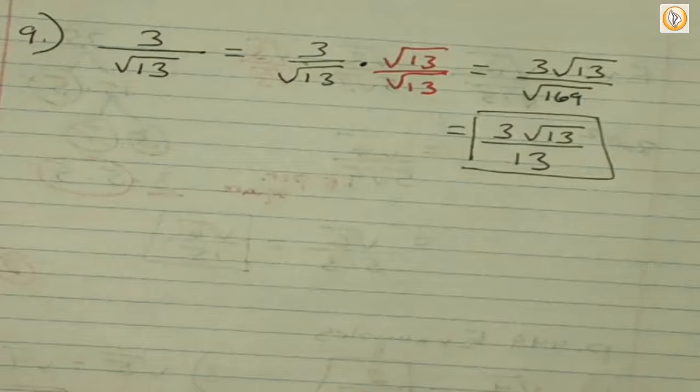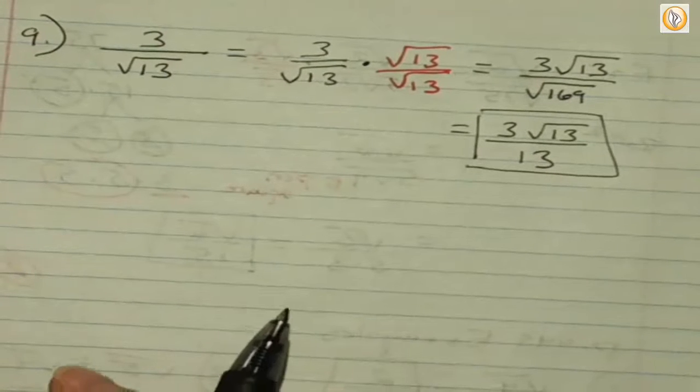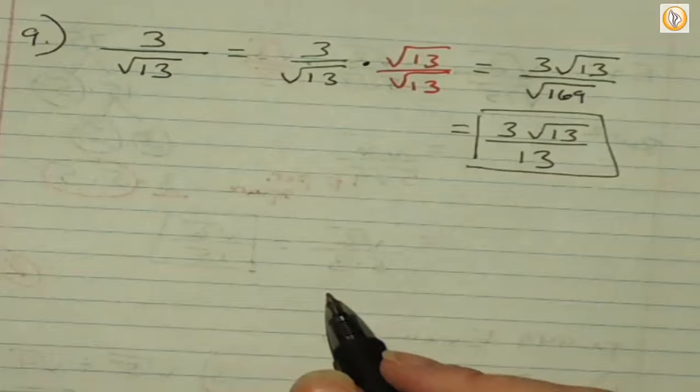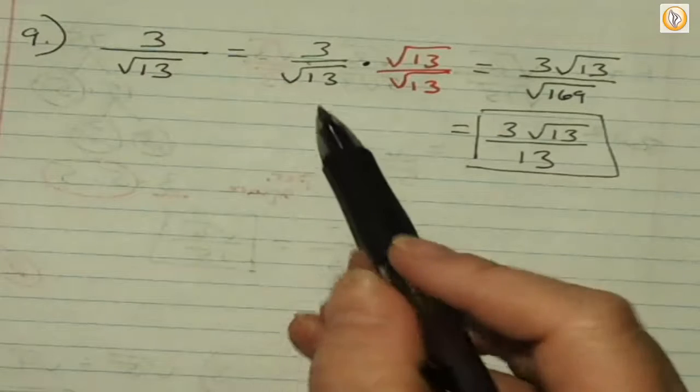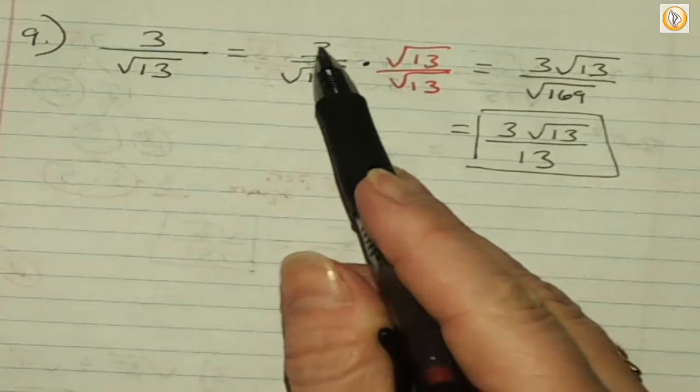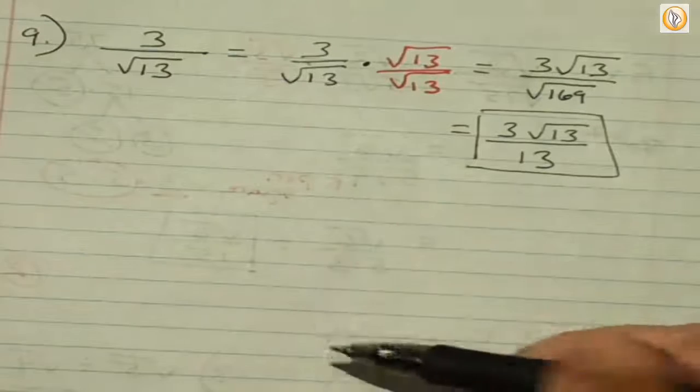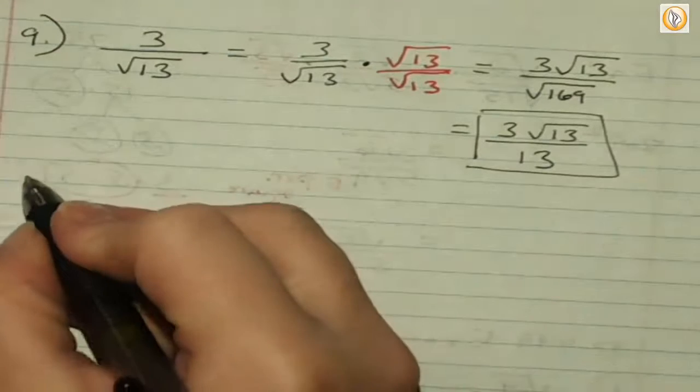Cecilia? When do you know to do that with the 13 and 13 times the 3 and the 13? Well, this is not in a radical sign. It's just a regular number. Okay. Does that help?